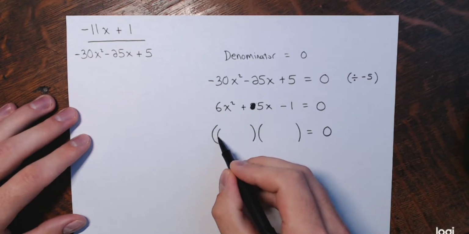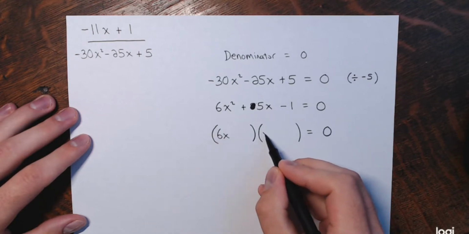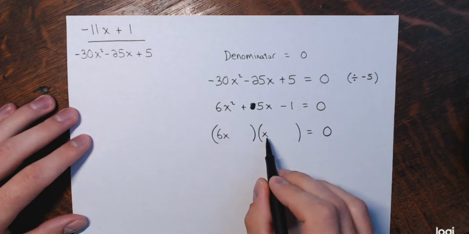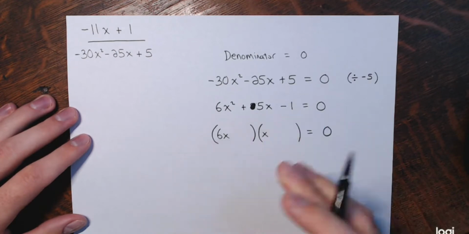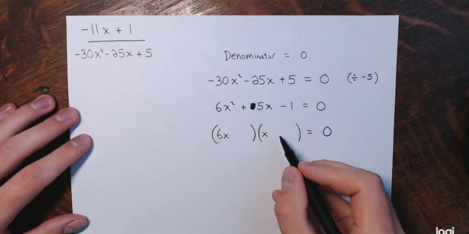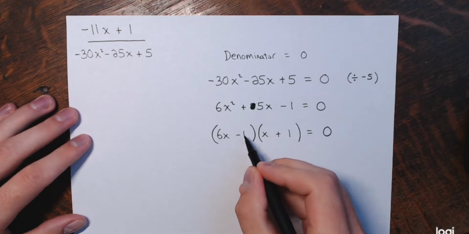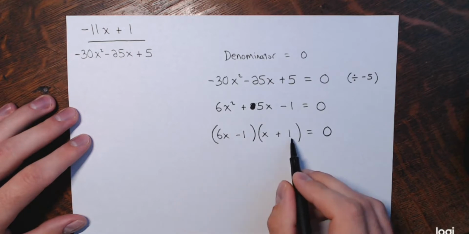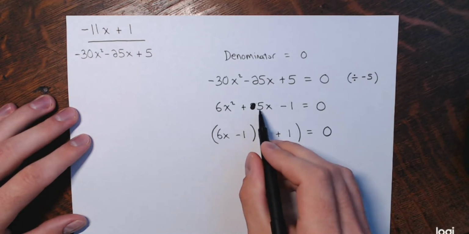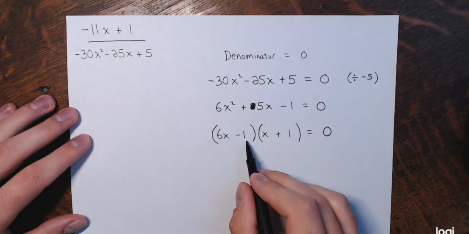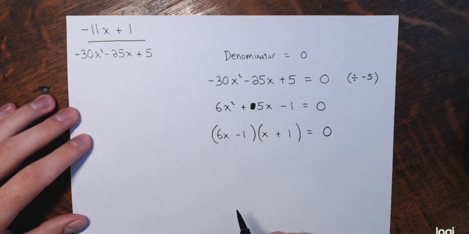I would have to have 6x in one of these, x in the other. Now again, you could have 3x and 2x, but you can do guessing and checking, trial and error. And then I'd have to have a plus 1 in this factor, minus 1 in this one. That way I'd have positive 6x minus 1x giving me the positive 5x, and then negative 1 times 1 gives me the negative 1.